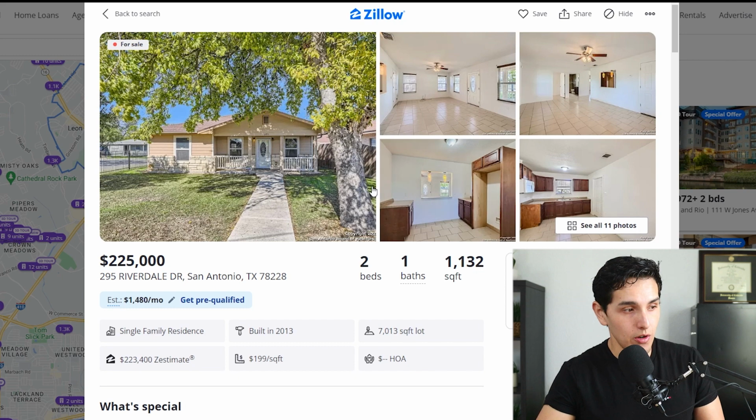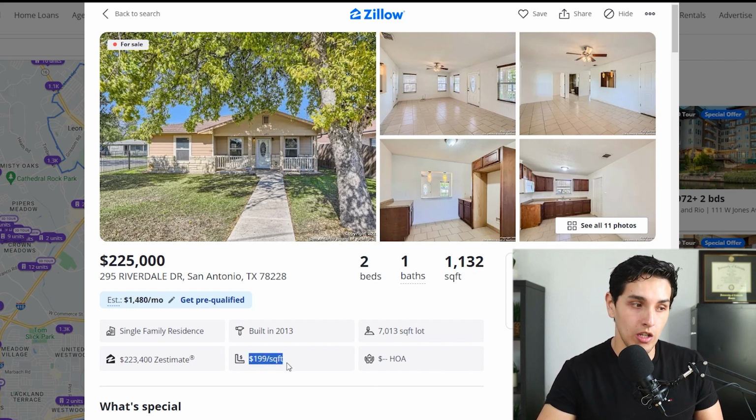So we're going to go ahead and look at that third home. For this third home, it's a little bit smaller, same bed, same bath. The dollar per square foot value of the home is $199.